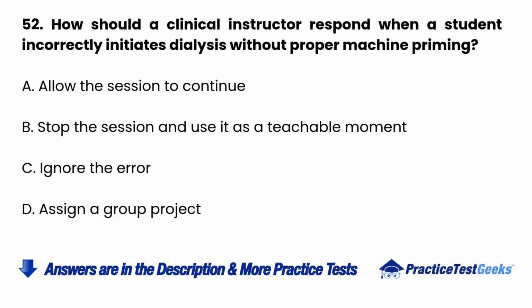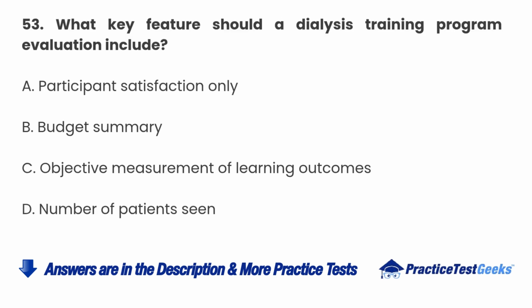52. How should a clinical instructor respond when a student incorrectly initiates dialysis without proper machine priming? A. Allow the session to continue. B. Stop the session and use it as a teachable moment. C. Ignore the error. D. Assign a group project. 53.